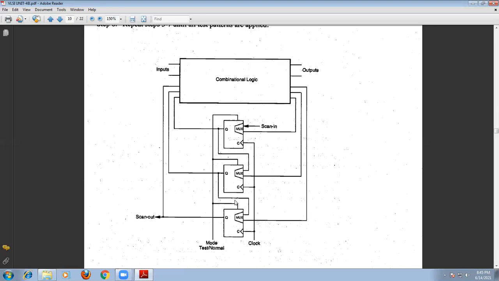Up to that point, we can scan the signal. Then the fourth step is to apply the test pattern to the primary input. This is the primary input. Once all these conditions are entered, we apply the test patterns to the primary input pins.